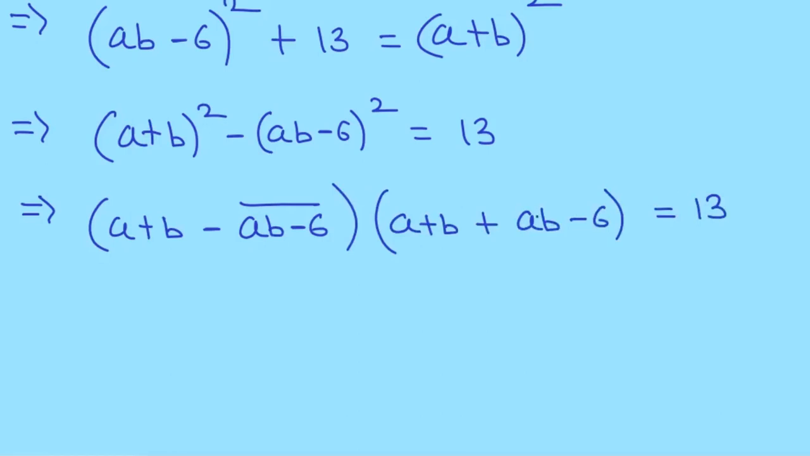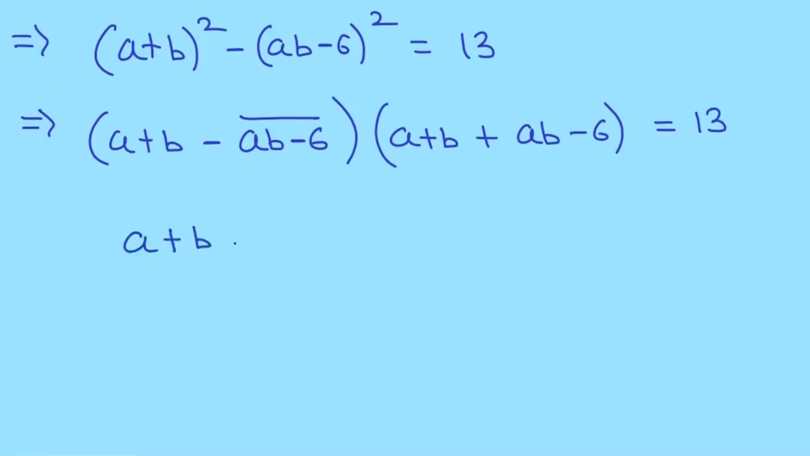We know a and b are positive integers, so these two quantities are also integers. So on the left hand side we have two integers, and on the right hand side we have 13. 13 is a prime number. Its only factors are 13 and 1. So one of the integers on the left hand side should be 13 and the other should be 1. Okay, let us consider these cases.